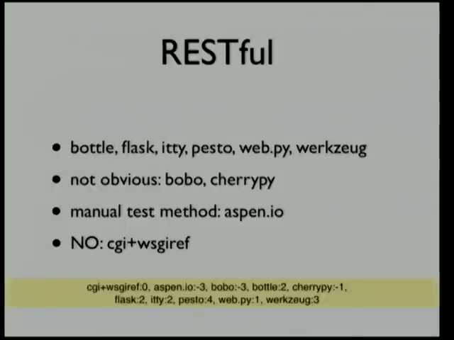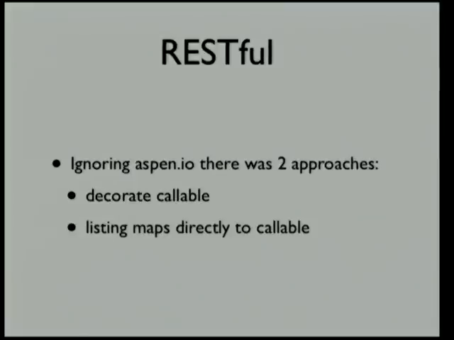In terms of RESTful, most of them handled it. Some of them it wasn't obvious how it handled it, and Aspen and CGI, WSGI ref, obviously not so much. And basically, ignoring Aspen, there were two approaches. You're decorating callables, and otherwise you're creating some listing of mappings to callables. And that's basically how things settle down in terms of the URL mapping.